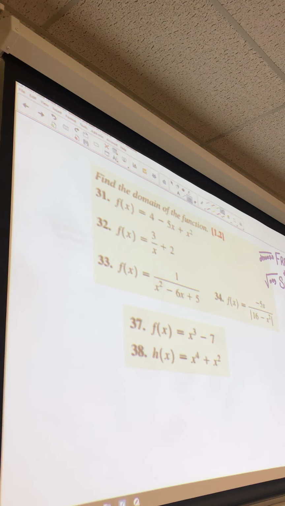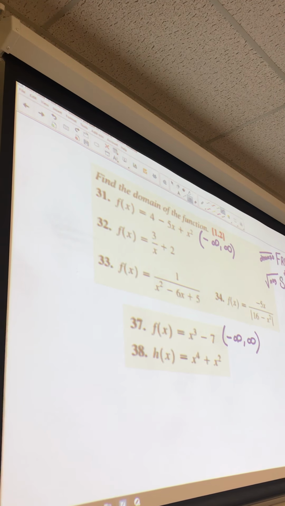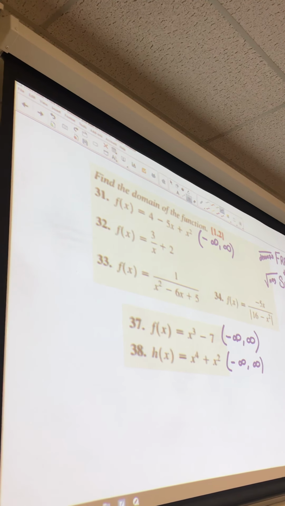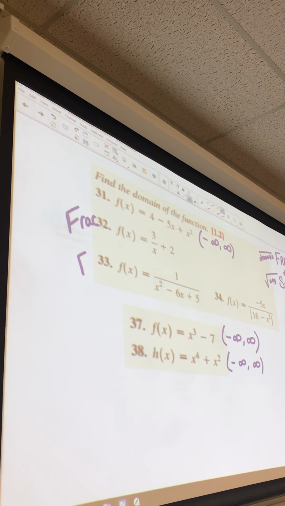Okay? So, what's your domain on number 31? All real numbers. That's right. Jump down to 37. So, what's the domain on 37? All real numbers. See, there shouldn't even be any thought when you see there's not a fraction, there's not a square root. What's the domain for 38? Okay, but now the remaining three are fractions, right? So you have to kind of slam on brakes and start thinking.